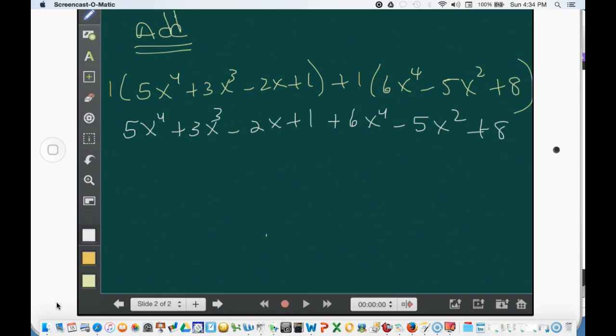Combining like terms, I have a 5x to the fourth and a 6x to the fourth gives me an 11x to the fourth. I don't see any other x cubed terms, so it'll be plus 3x cubed. I don't see any other x terms, so it'll be minus 2x. But I do see the 1 and 8 combine and give me 9.